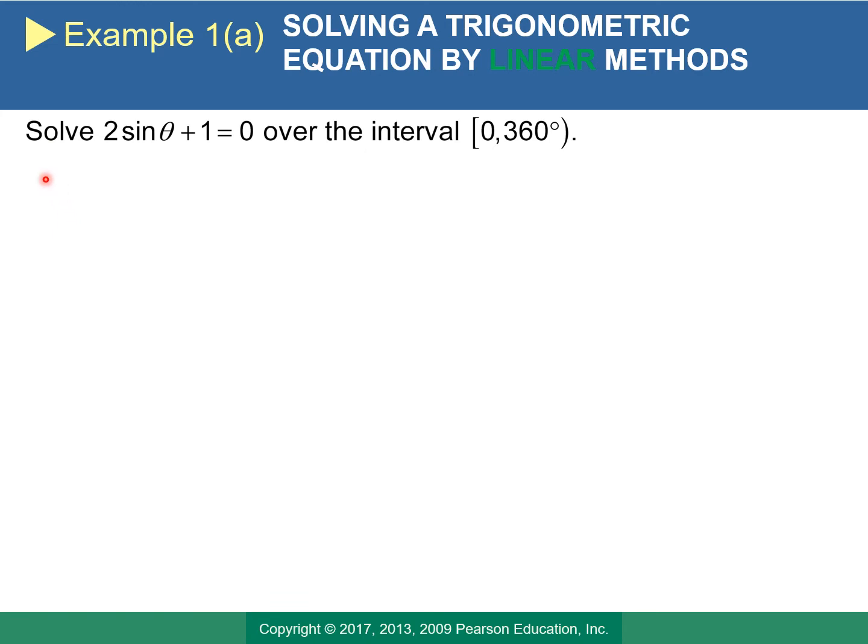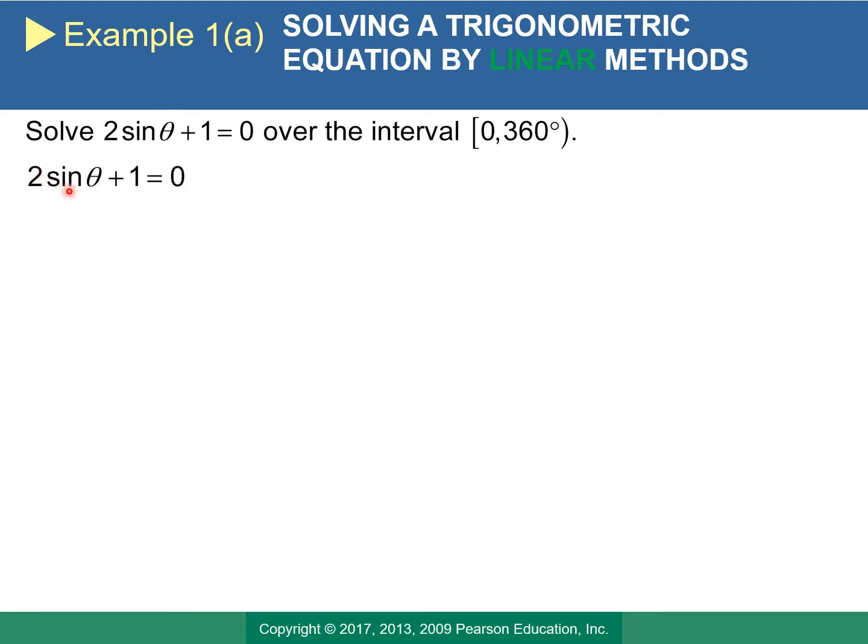Let's start this example here. So solve 2 sine theta plus 1 equals 0 over the interval from 0 to 360 degrees. So this is just one full rotation on our unit circle. Notice this is a trig equation. There's an equation because there's an equal sign, and there's a trig function inside our equation. So this is what it is to be a trig equation.